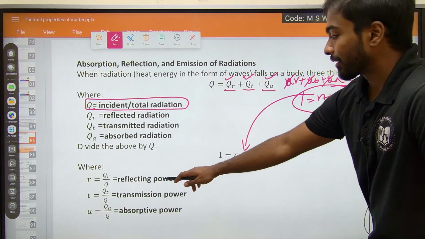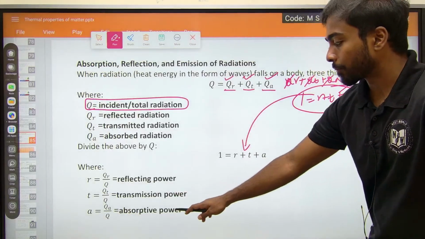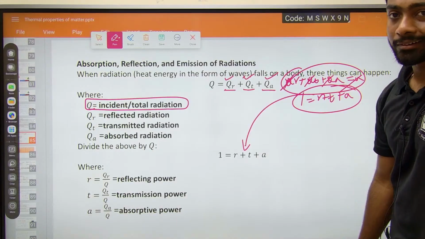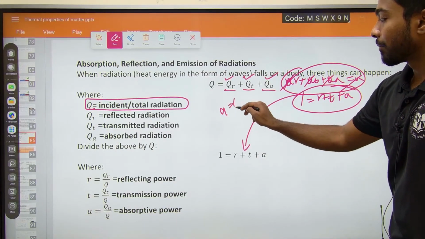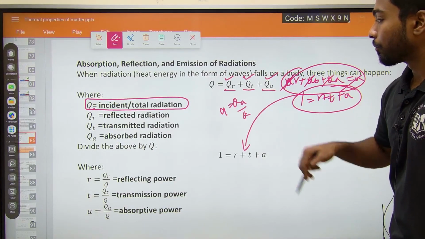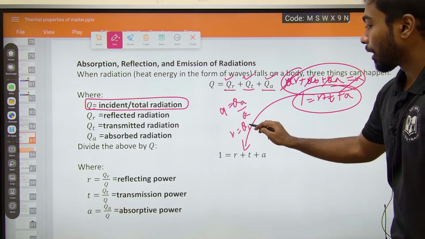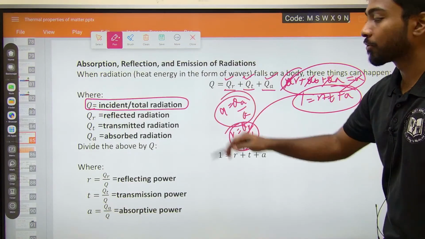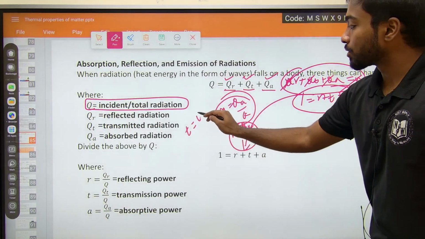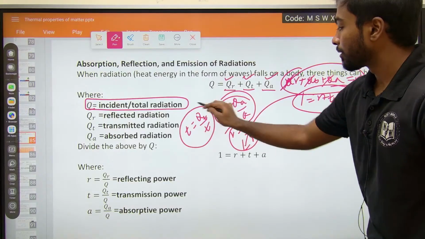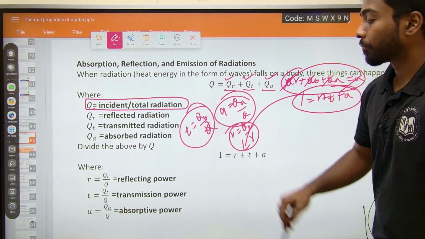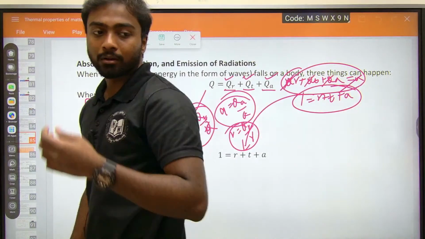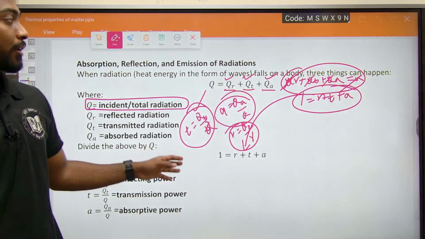So the reflecting power, transmitting power, and absorption power are what we have written here. A is QA by Q, R is QR by Q, so R is the reflecting power, A is the absorbing power, and T equals QT by Q, which is the transmitting power. This is one of the important formulas you can note down.